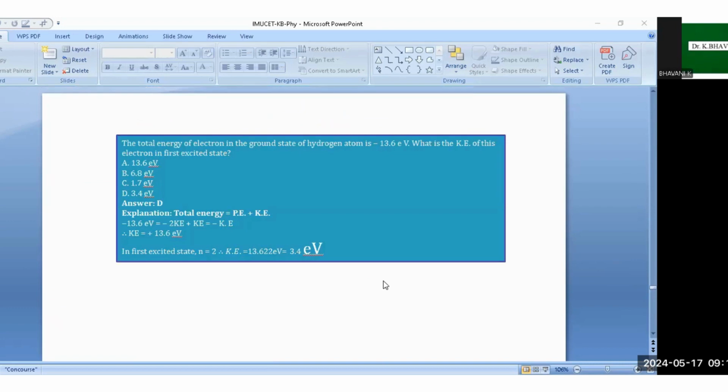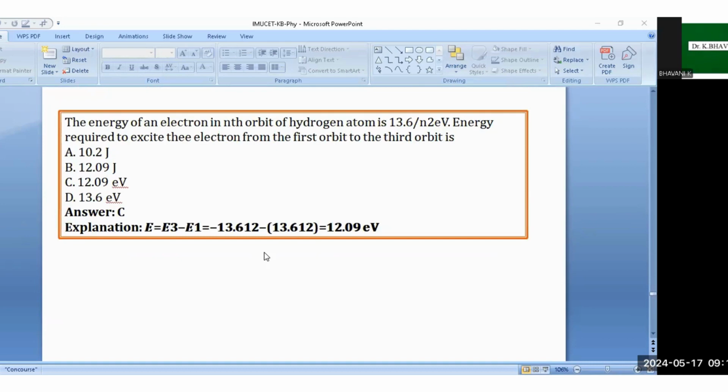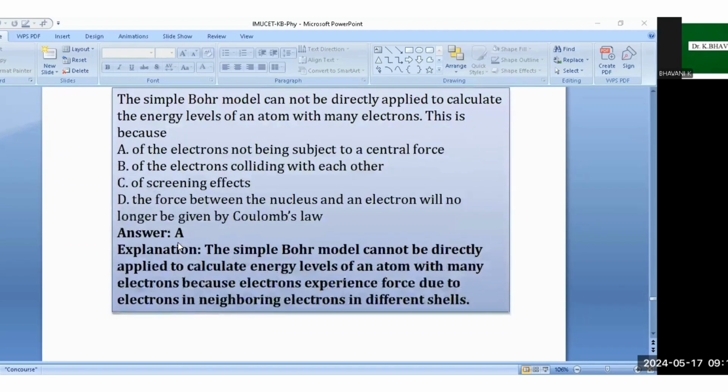The total energy of the electron in the ground state of the hydrogen atom is minus 13.6. So what is the kinetic energy? We need to write that the total energy is potential energy plus kinetic energy. So calculate this; like this, you have to find the numerical right answer, guys. And next, the energy of an electron in the nth orbit. We have to calculate the energy required to excite the electron. The right answer is C, 12.09 electron volt.